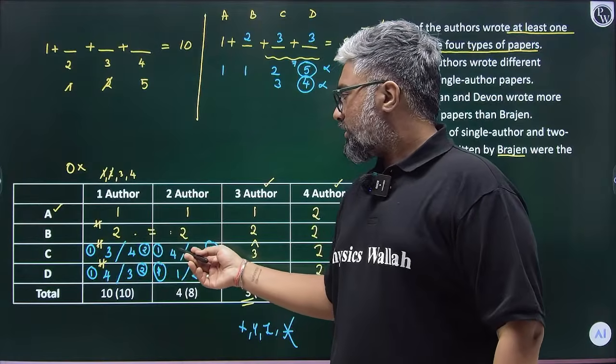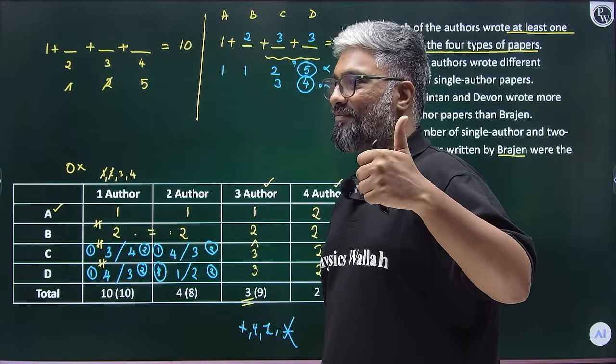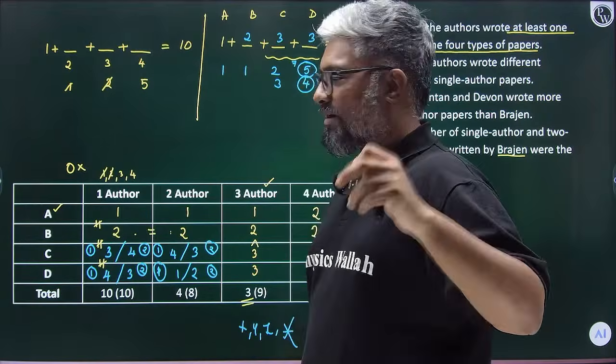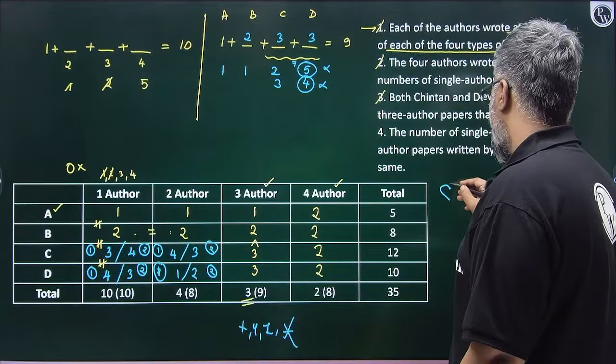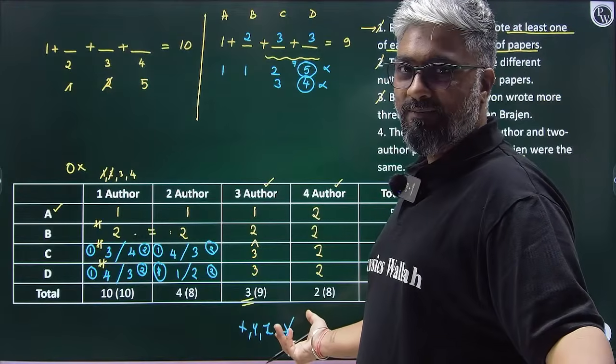C 2 author paper and D 2 author paper are the shaky ones. Perfect? Yeah? Perfect. So these are our two cases. Let's go ahead and answer the questions now, shall we?